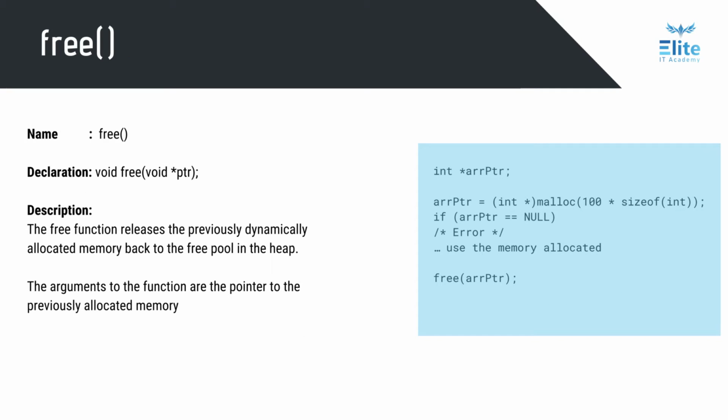Finally, the free function will release the dynamically allocated block of memory back to the heap. After the function free is called, the pointer to the memory block should be initialized to 0 and not used anymore because this memory is no longer allocated and may be allocated to other variables later on.